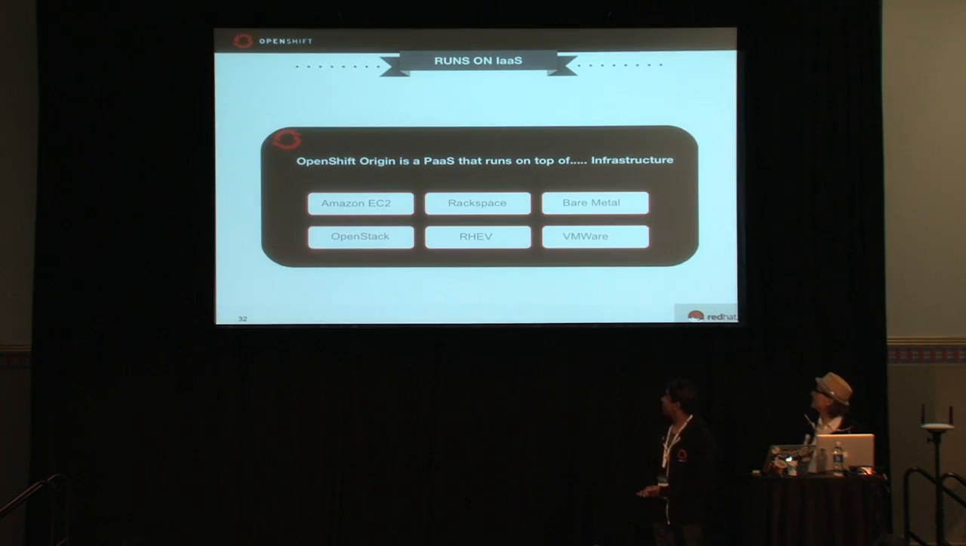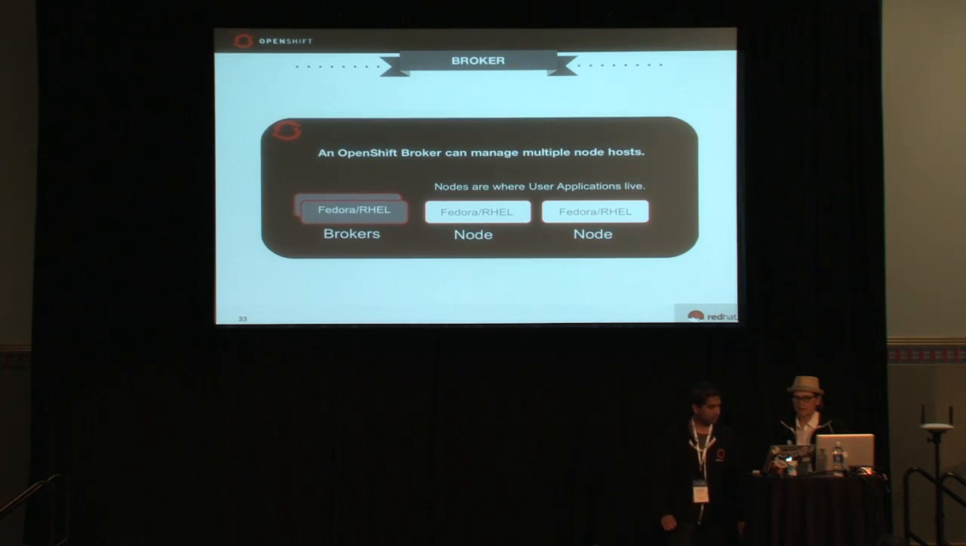So OpenShift Origin, which is the open source project, can run on pretty much any hardware that you have. It can run on EC2, OpenStack, any sort of virtualization you have, or it'll run on bare metal. And there are really two parts to it. The first part is the controlling agent that's known as a broker, and all of the processes for your applications are running on the second side, which is the node. You can have multiple brokers. The brokers are stateless, just backed onto Mongo. And you can have as many nodes as you need to run your applications on.